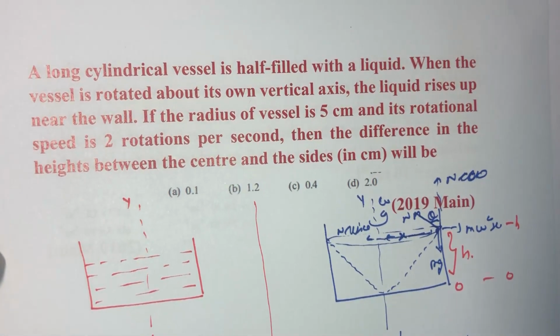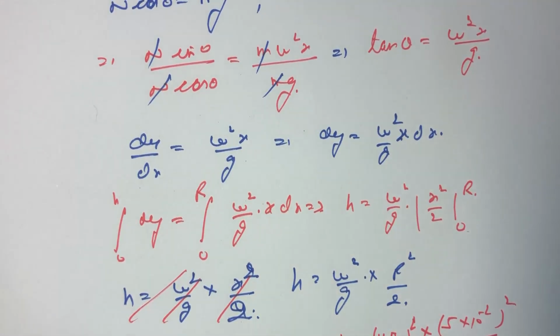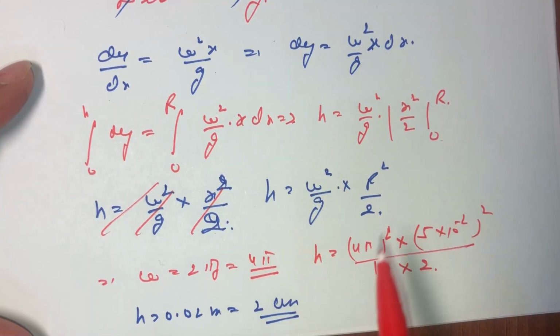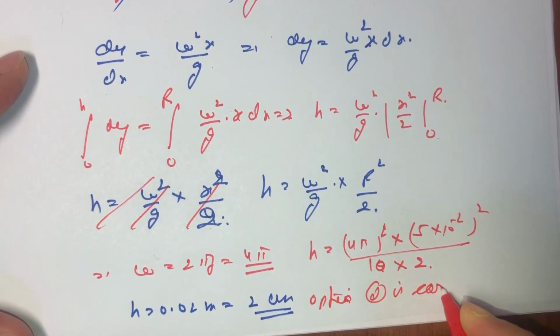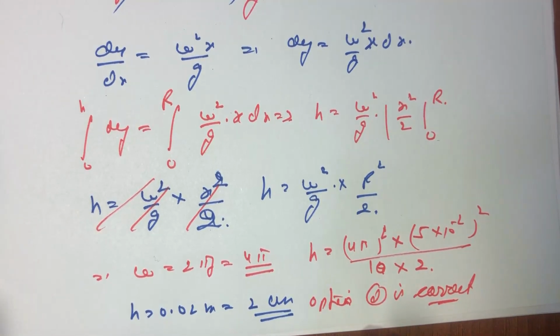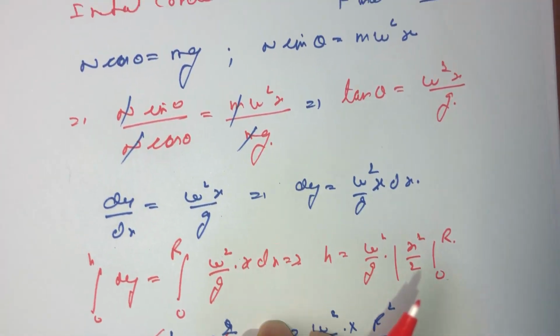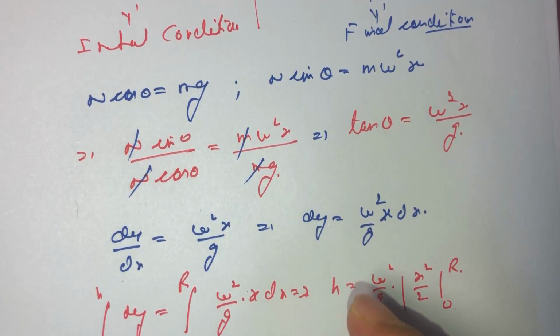The option that is correct is option number D. So we can say option D is correct. This question looks a little bit complicated, but it's quite simple by considering the equilibrium, or balance of the forces, which helps in getting the solution quite easily.